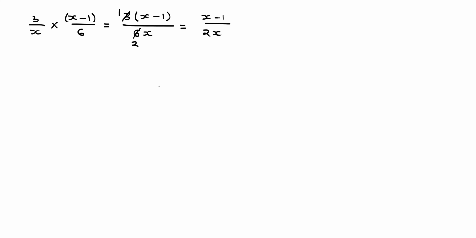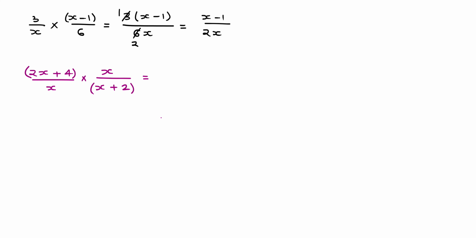Let's try another question where you have a bit of a complicated fraction where you need factorization. 2x plus 4 divided by x, multiplied by x divided by x plus 2. In this question, you have two fractions. Remember, 2x plus 4 is one term, so it has to be in the bracket. x plus 2 is one term, so that has to be in the bracket.